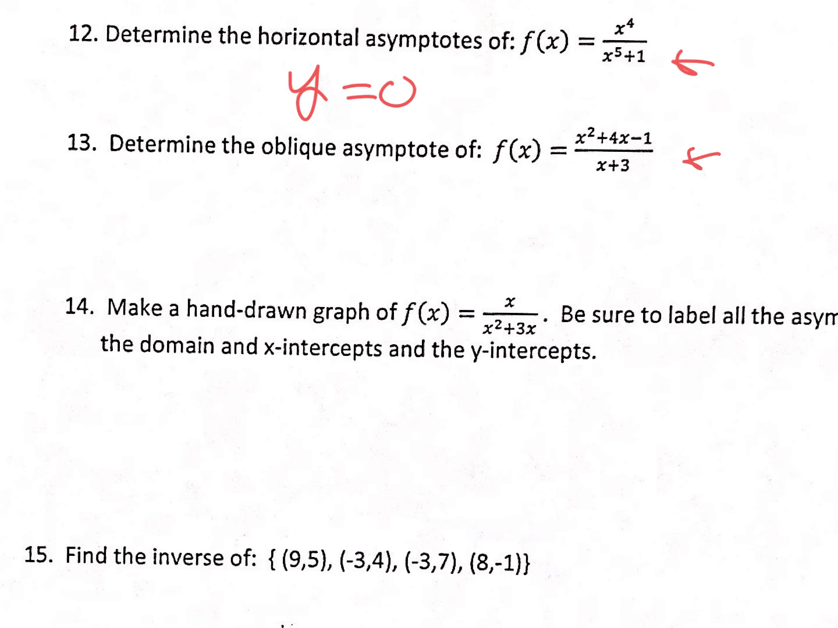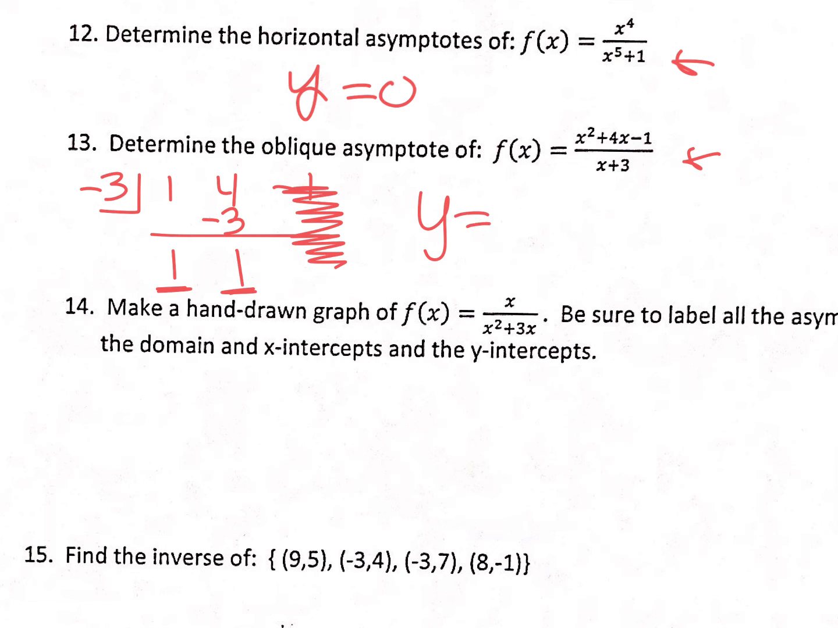Okay, so because the bottom's x plus 3, we can do synthetic. I'm putting -3 in the box. I've got 1, 4, -1. Bring the 1 down. 1 times -3 is -3. Add, that's 1. Now, this is the one time in your life you do not have to worry about the remainder. You can stop right there because all you need is the slope and the intercept. That number represents the slope. That represents the intercept. So y equals 1x plus 1. That's it. You may not get 1s tomorrow, but the first number is your slope. It goes in front of your x. The second number is your y-intercept.